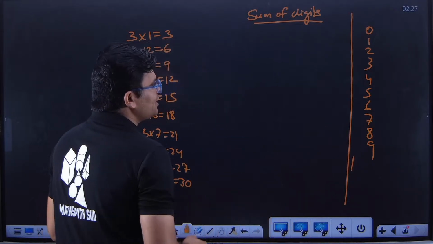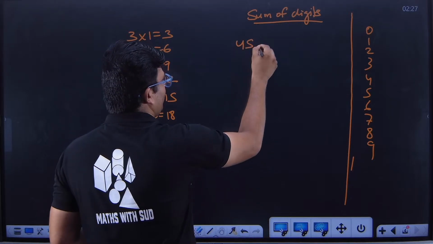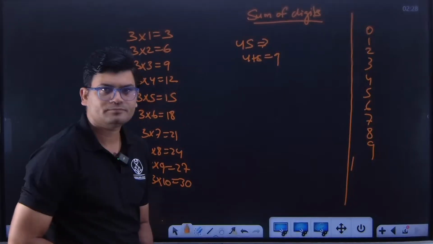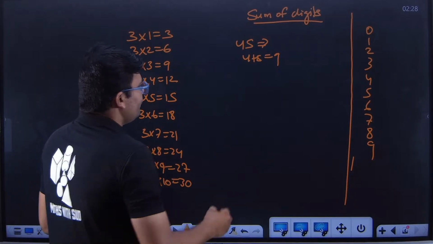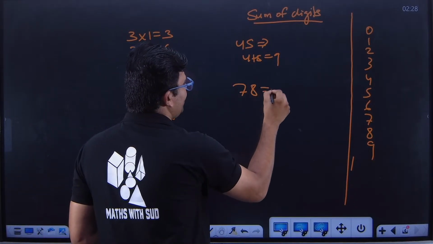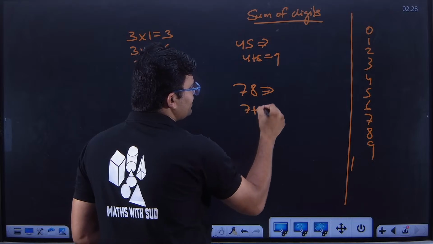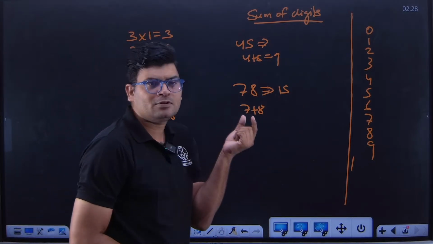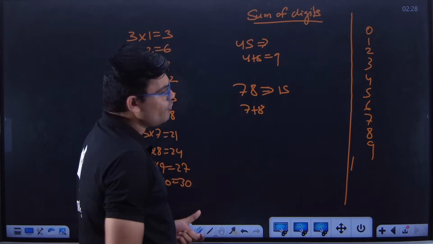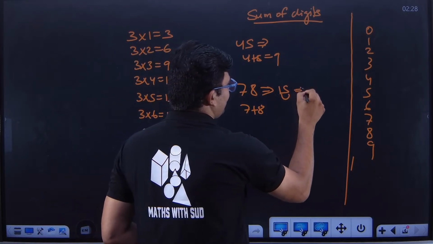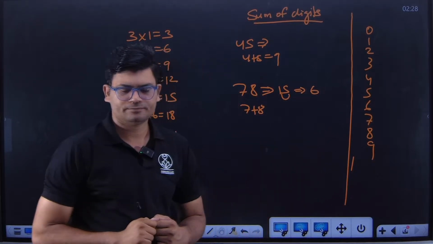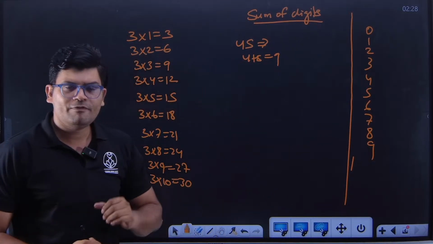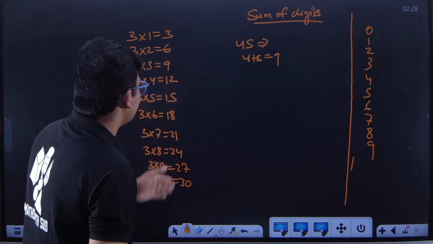So now what is the sum of digits? If I write 45, what is the sum of the digits? It is 4 plus 5, which is 9. If I ask you what is the sum of the digits here, you will say, sir, it is 7 plus 8, 15. I say no, don't say 15, just keep the digit up to one digit. So 5 plus 1 is how much? 5 plus 1 is 6. So ultimately we will just try to find out the sum of the digits here.